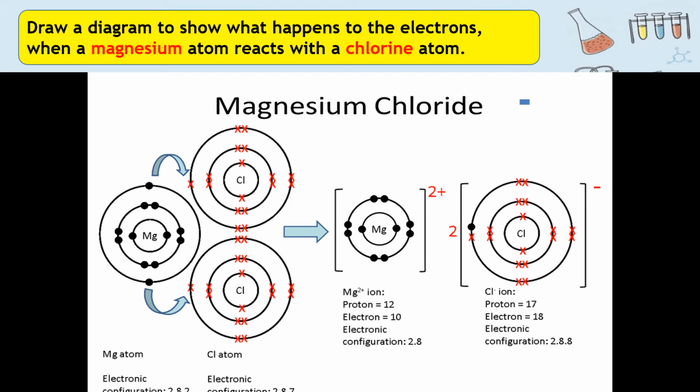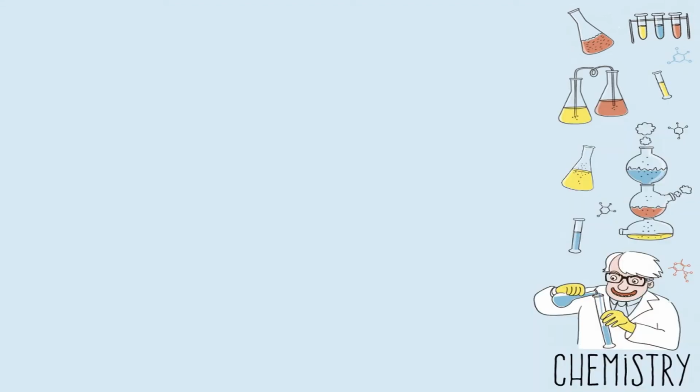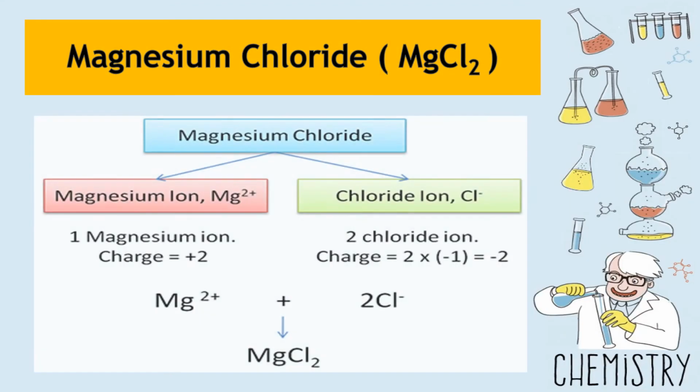Therefore, the chemical formula of magnesium chloride is MgCl2. The magnesium ion is 2 plus, and the chloride ion is 2 minus. Now, if you're going to do the crisscross method, the magnesium chloride chemical formula is MgCl2.